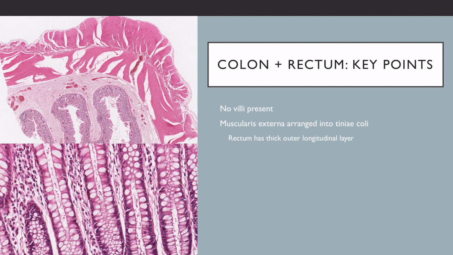The submucosa of the colon contains dense irregular connective tissue and has the same plica circularis we saw in the small intestine. The muscularis externa of the colon is unique. While it is still comprised of two layers of smooth muscle, the outer longitudinal layer is thin, with thickened bands running the length of the colon called taenia coli. The myenteric plexus can also be seen between these two layers of smooth muscle. The rectum is similar in structure to the colon, the notable difference being that the outer longitudinal layer of smooth muscle in the muscularis externa is relatively thick.